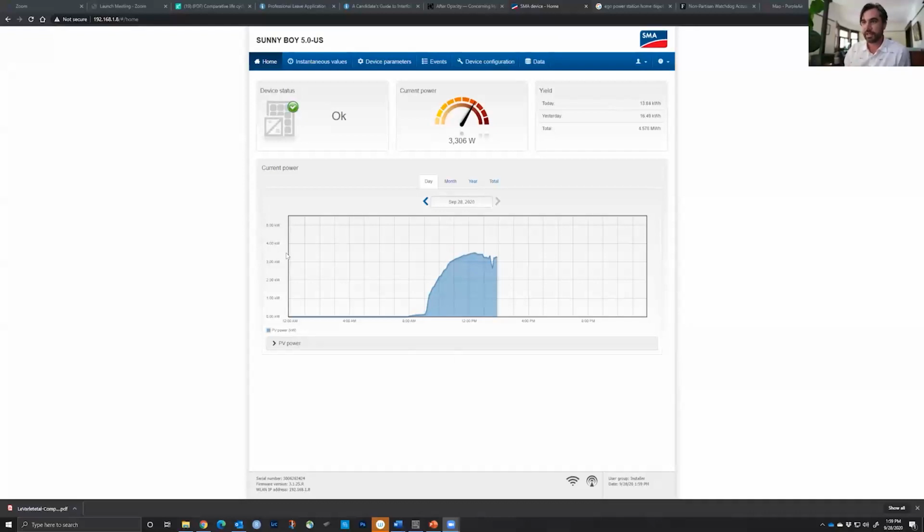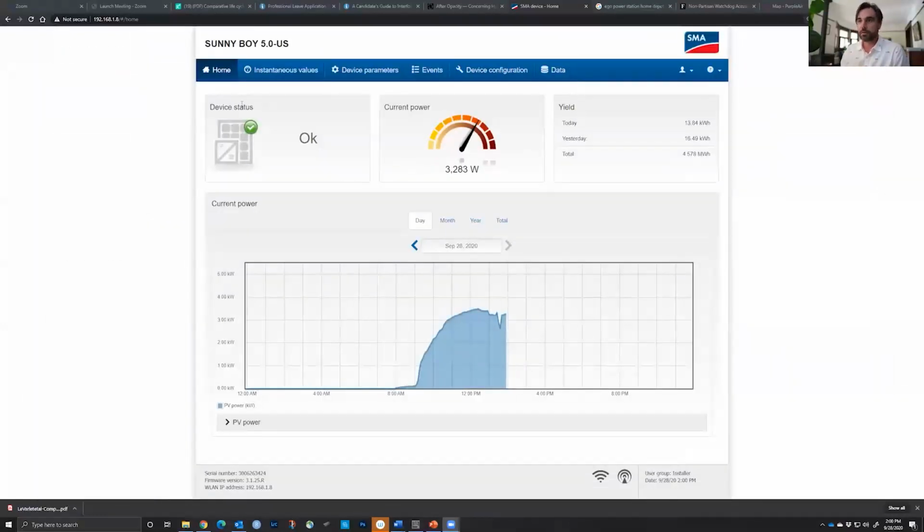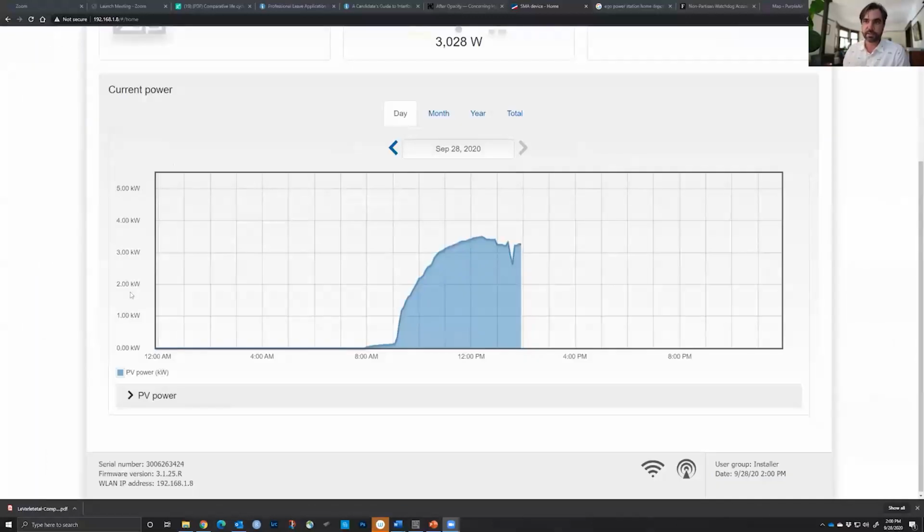And so you can see that on this graph, let me zoom in on it. We have kilowatts on the y-axis, and so that's power. That's how much power is being generated. And on the x-axis is time. And so the sun came up at 7.